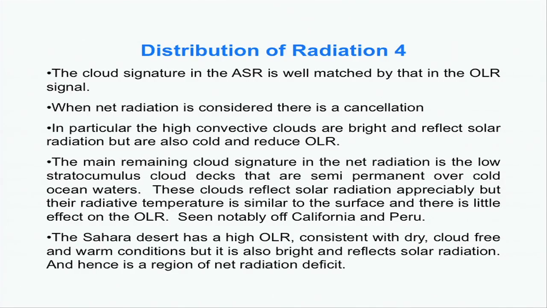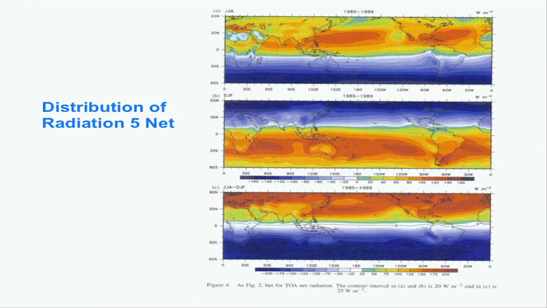And remember, the Sahara Desert region has a very high outgoing long-wave radiation because it's dry, cloud-free, and warm. And you've got all the intermediary conditions depending on the types of surface and the latitude. And again, if we look at the average net radiation difference, you can see effectively a big shift as we move from the northern hemisphere to the southern hemisphere. But the net is dominated, in a positive sense, by the northern hemisphere, whereas most of the ocean is dominated by a negative net radiation.